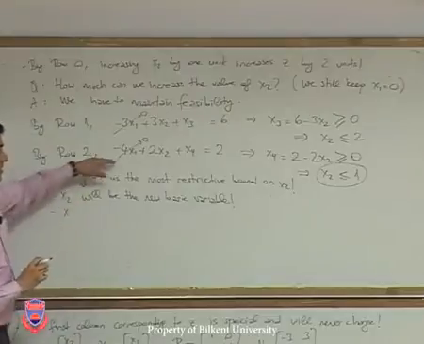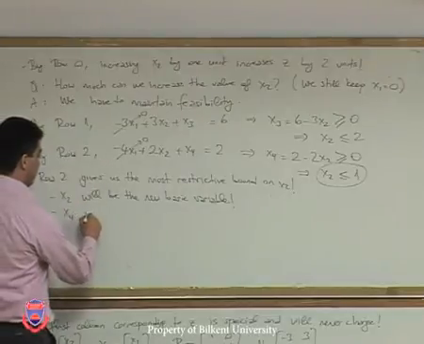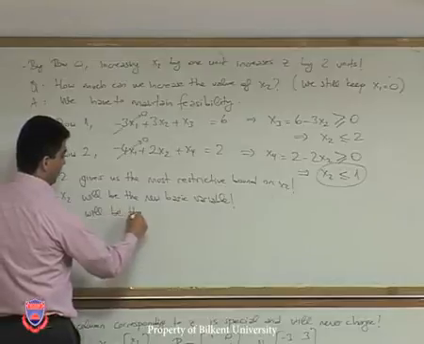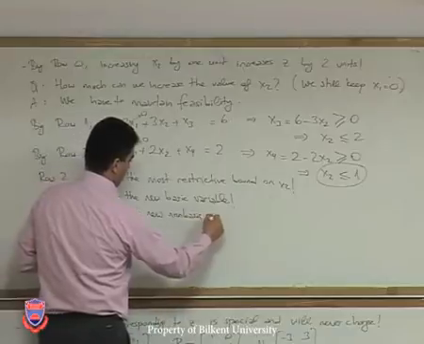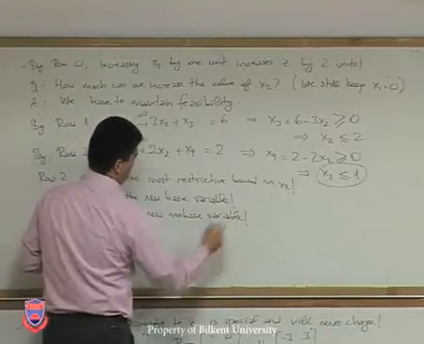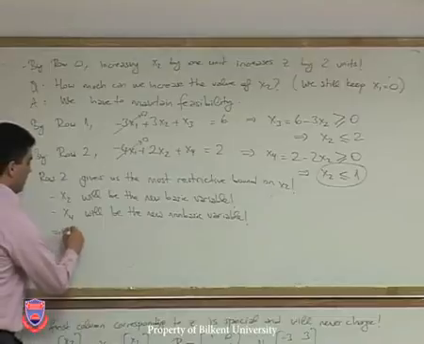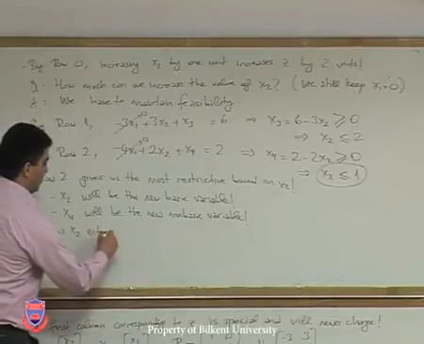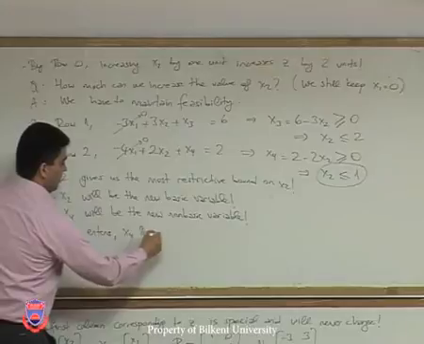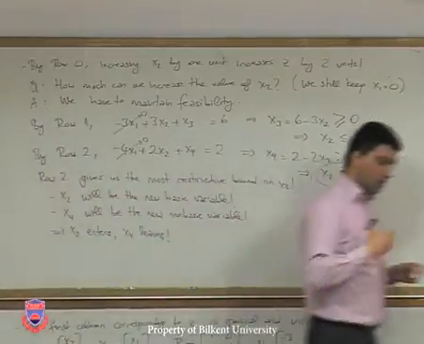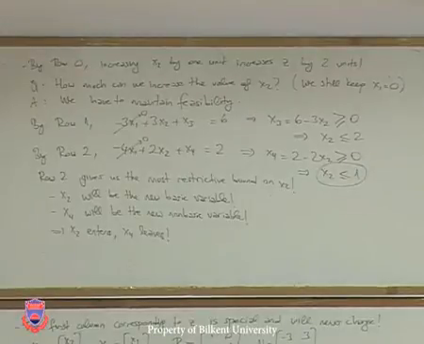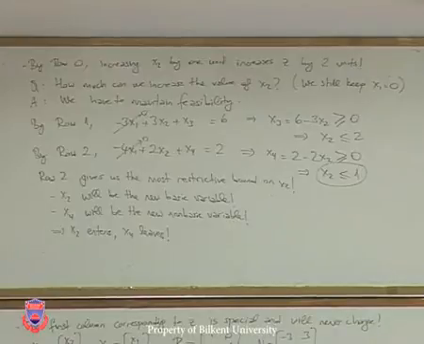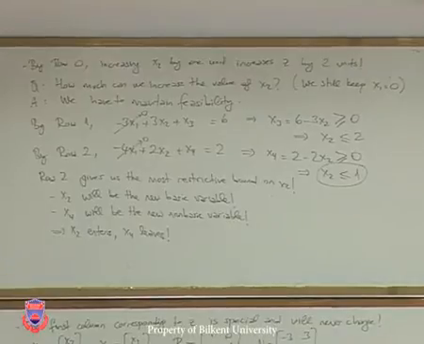And x4, which gives me the tightest bound on x2, will be the leaving variable. It will be the new non-basic variable, sorry. So we simply say that x2 enters and x4 leaves. Of course, entering and leaving is with respect to the set of basic variables. So x2 is the entering basic variable and x4 is the leaving basic variable. x2 was non-basic and becomes basic. x4 was basic and now becomes non-basic.